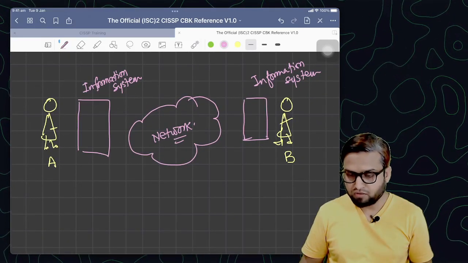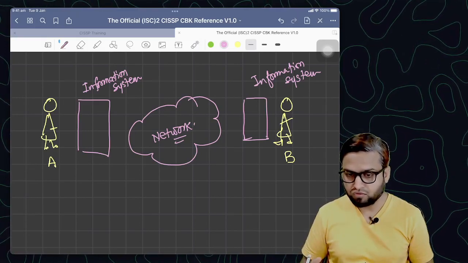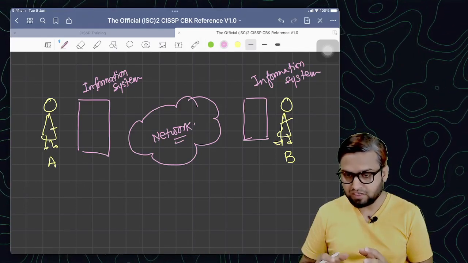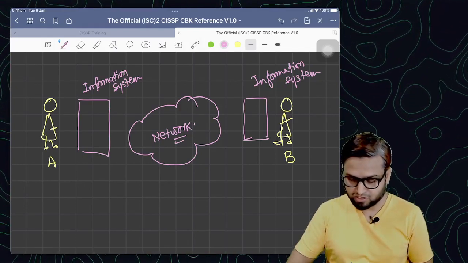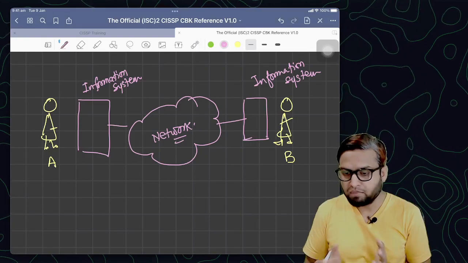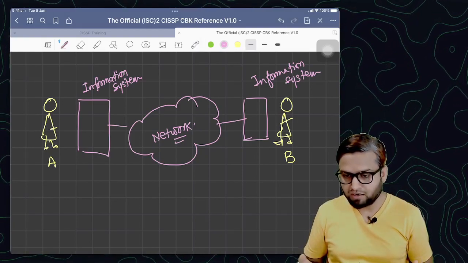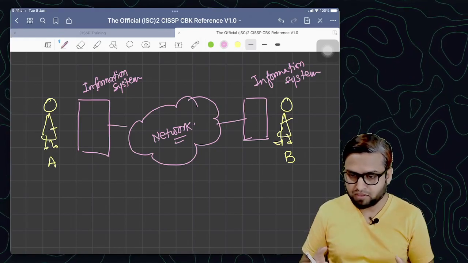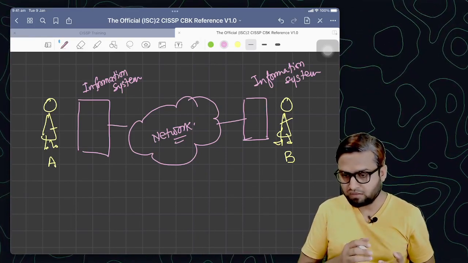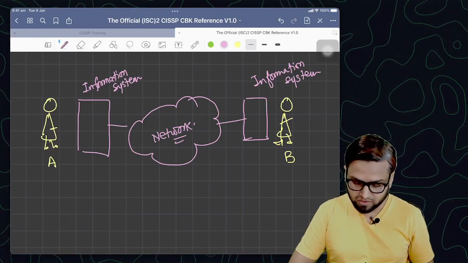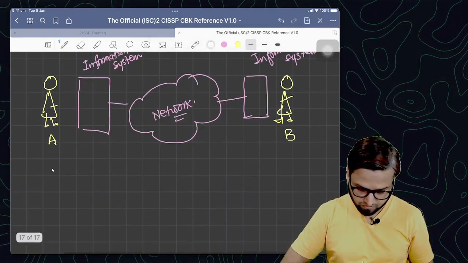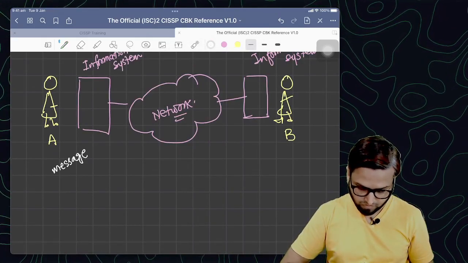I am drawing this information system block because it's very important to know this concept, since everything relates either to the message or to the information system, right? You can think of the information system, for a simple example, as the email client, the email software used to send an email message containing some information, transmitted from A to B. What you have here is the message, M.